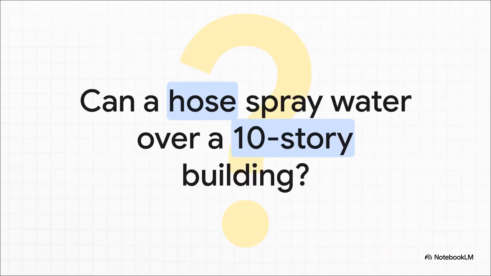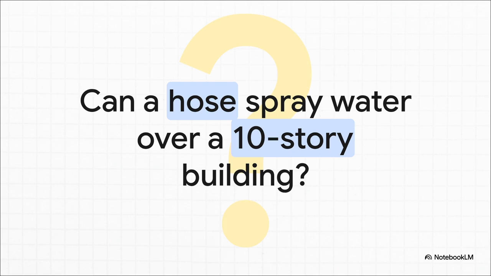So let's kick things off with a kind of wild question. You've got a regular garden hose, right? We've all done this. You put your thumb over the end and the water just shoots out. But how high could it really go? I mean, could you, theoretically, spray water over a 10-story building? It sounds completely nuts, but physics has a very, very surprising answer.